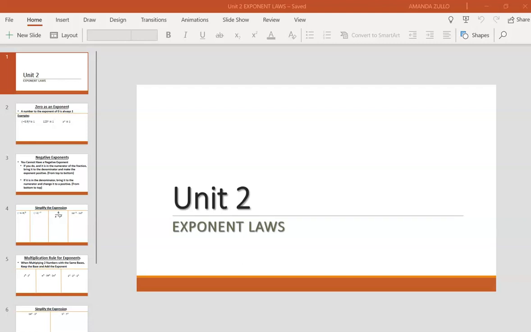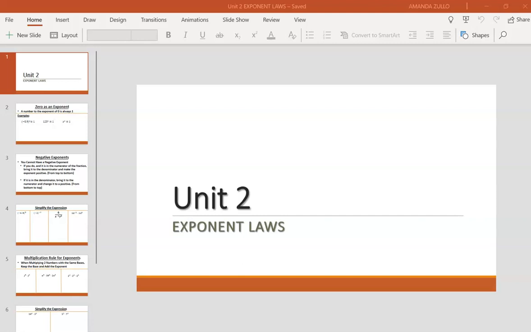Hi everyone, we're on to our third section of Unit 2, exponent laws. This is just an overview of exponent laws. In class, we're going to go into more depth, but this is just going to be your broad overview, kind of like a reminder after the fact of watching our class videos, or before if you want to brush up on it.